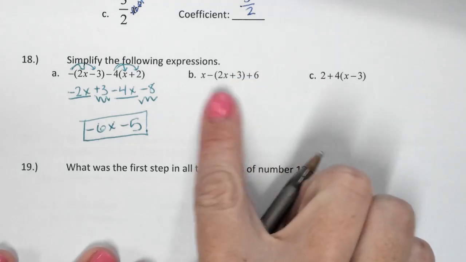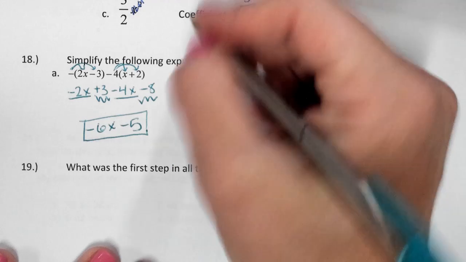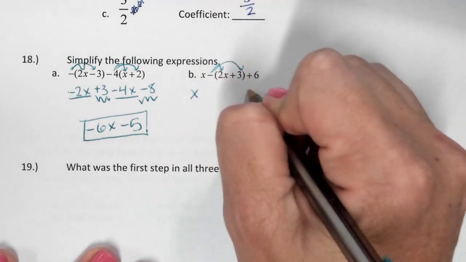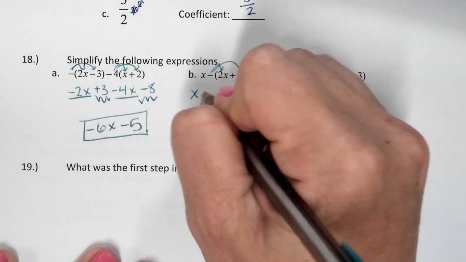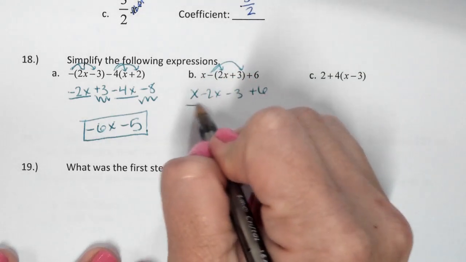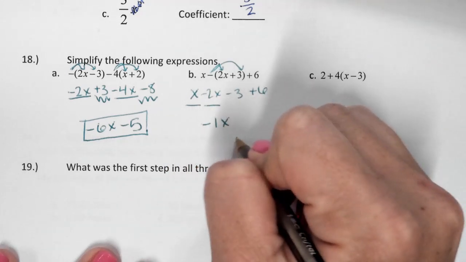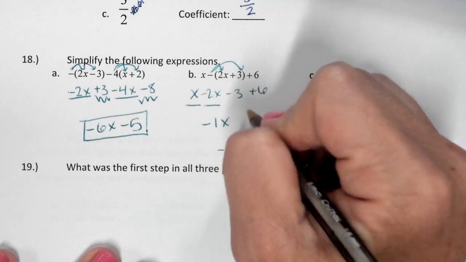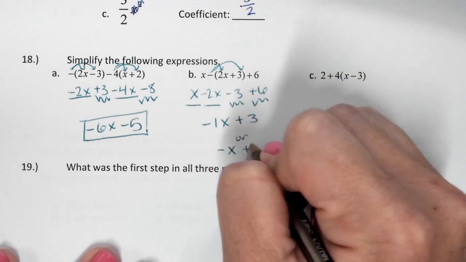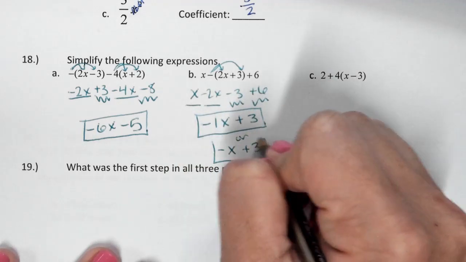Okay, on this next one, again, first things first, I need to distribute the negative, not the x, because the negative is what's touching my parentheses. So bring down my x, bring down my plus 6, minus 2x, minus 3, and combine like terms. X minus 2x is negative 1x, or negative x, and then negative 3 plus 6 is positive 3. So either of those are good.